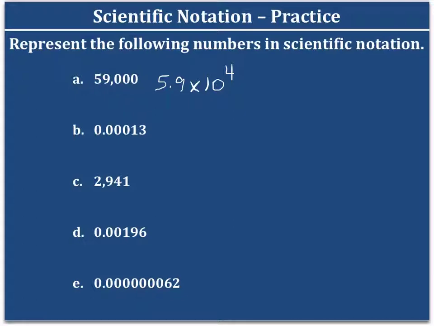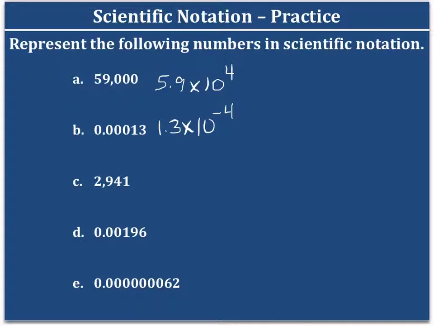All right, our second one, we do have a decimal right here. So we need to move this decimal 1, 2, 3, 4 again. So we get 1.3 times 10. But now the difference is we moved our decimal to the right. So it's not times 10 to the positive 4, it's times 10 to the negative 4.